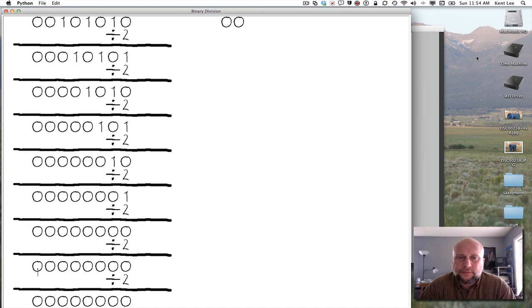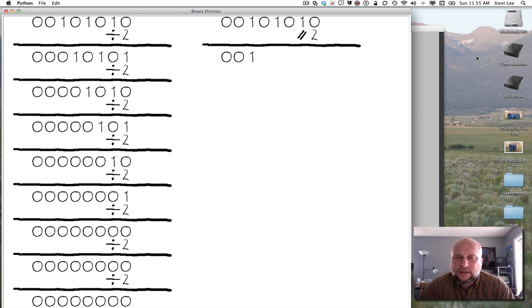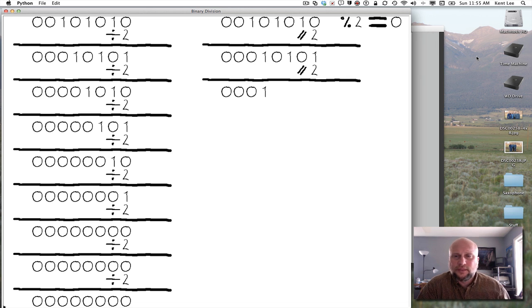Now, if we're going to do this in Python, we're going to use a couple of different operators. We'll start with the number 42 again, 0, 0, 1, 0, 1, 0, 1, 0. In Python, dividing by 2 is a double slash, the integer division operator. And if we want to save that rightmost bit, that's the mod 2 operator. If we take the original number 42 and mod it by 2, we get the rightmost bit in that number. You can see that this rightmost bit is this bit right here.